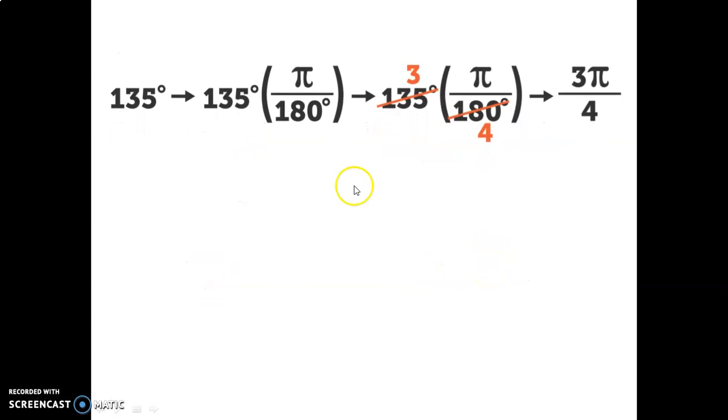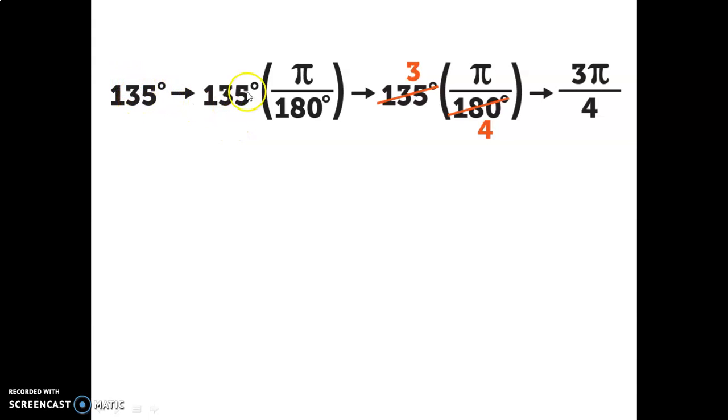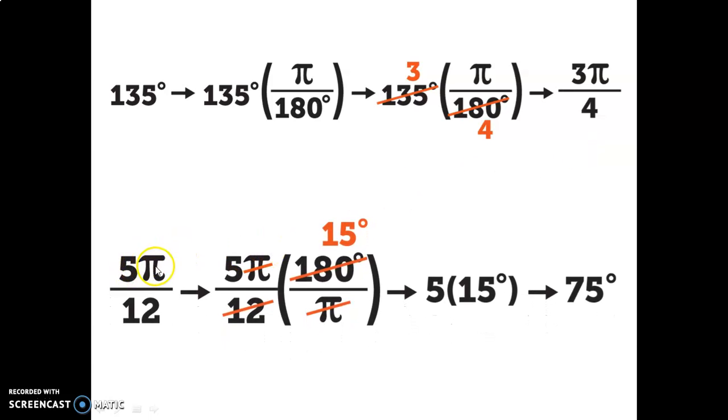Okay, let's check our work. First one, this degree angle multiplied by pi over 180. Look at the cancellations that happen. We get 3 over 4 pi radians. Okay, the other one was 5 pi over 12 radians changing to degrees.